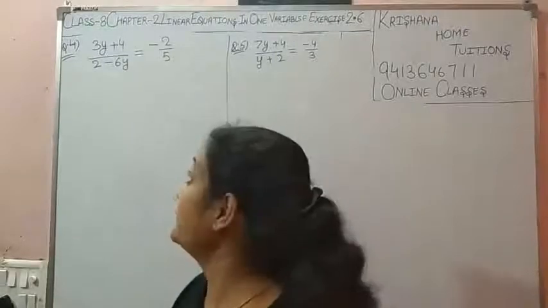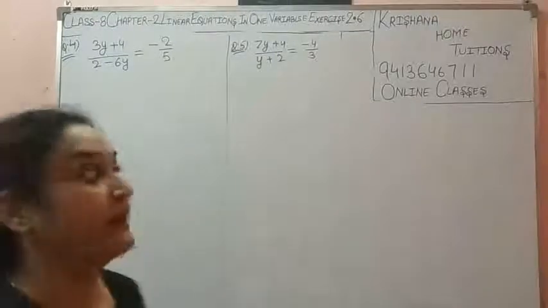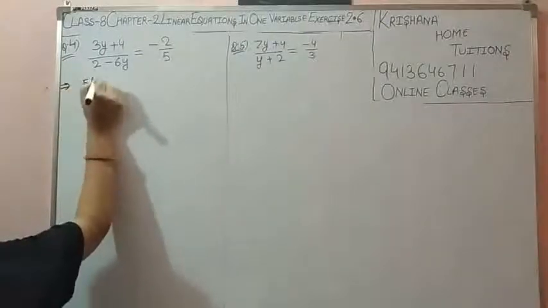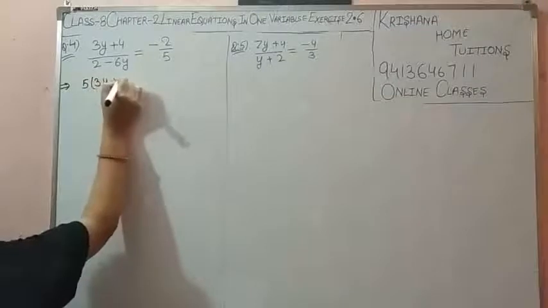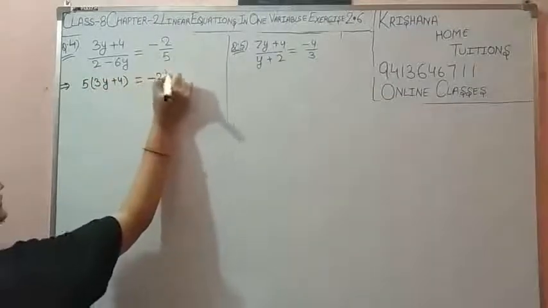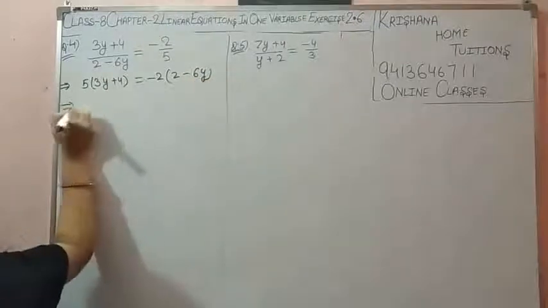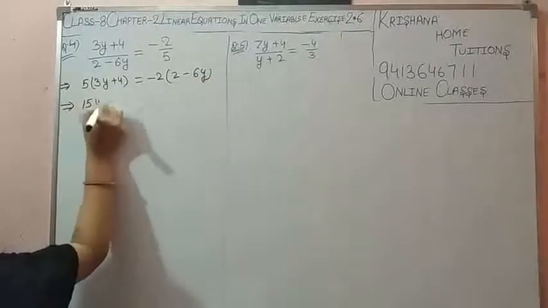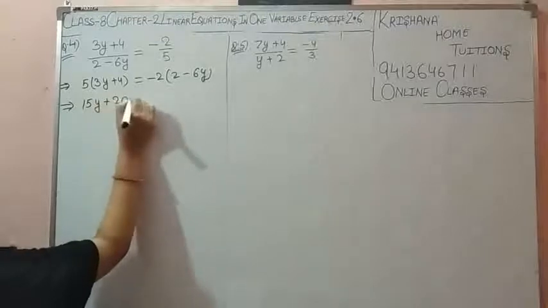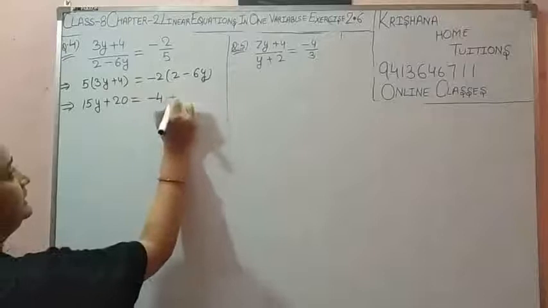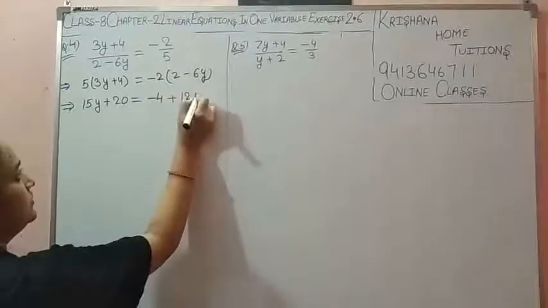Now children, first we have to reduce the term by cross multiplication. So I am multiplying 5 with 3y plus 4 and minus 2 with 2 minus 6y. So 5 3s are 15y plus 5 4s are 20 is equal to minus 2 2s are 4, minus minus becomes plus, 2 6s are 12y.